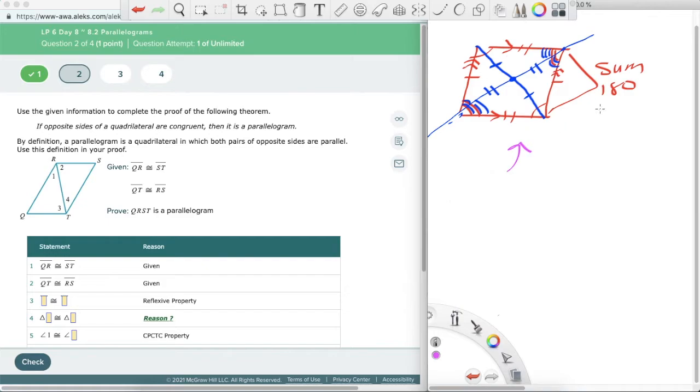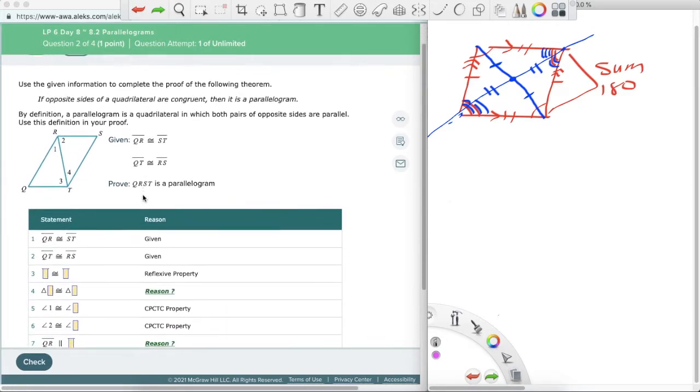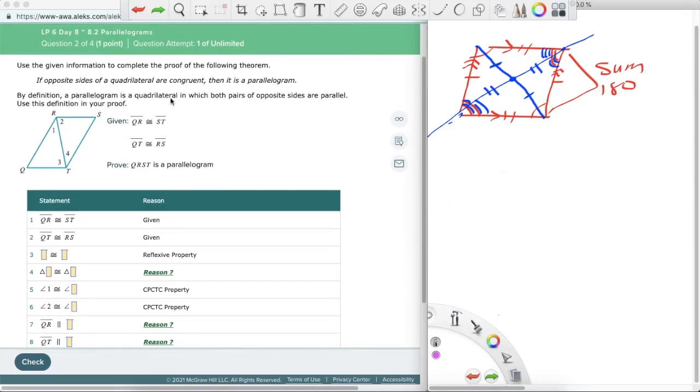Well, we can also take all of these pieces, as long as we have a quadrilateral with these pieces, and there's actually a couple others that we can use too, we can prove that it is a parallelogram using certain properties here. So down here it says, by definition, a parallelogram is a quadrilateral in which both pairs of opposite sides are parallel. Use this definition in your proof. So they're kind of pointing us in the direction that they want us to go. So by definition, we need to show that the opposite sides are parallel.